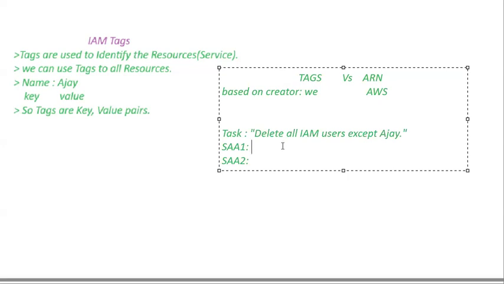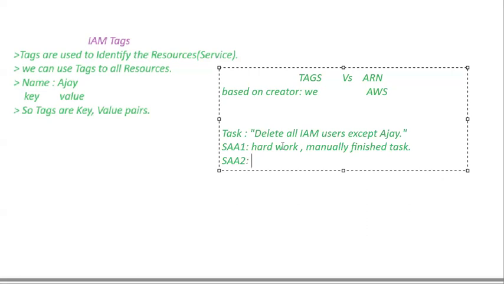Solution architect 1 is a very hard worker. He always loves to learn new things and works very hard if required. So what he did, he manually went and deleted all the users except the IAM user named Ajay. In this way, he finished the task manually.